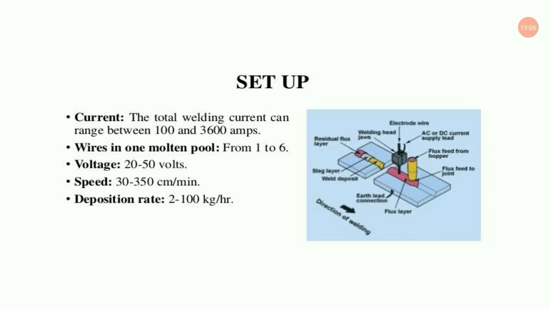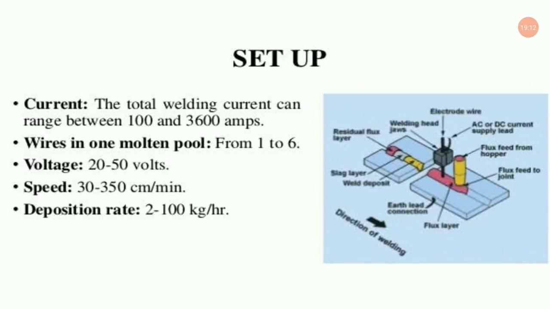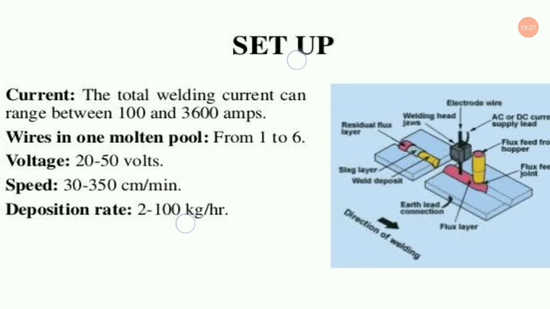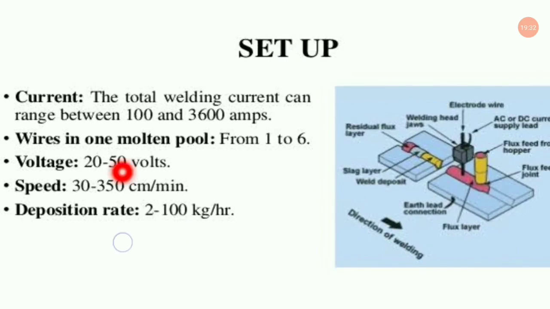Now if I talk about the setup of the welding equipment, the current generally has a range of 100 to 3600 amperes and the power is from 1 to 6 watts in a molten pool. The voltage is kept somewhat small, that is 20 to 50 volts, and the speed is generally from 30 to 350 centimeters per minute. Deposition rate is somewhat 2 to 100 kg per hour.